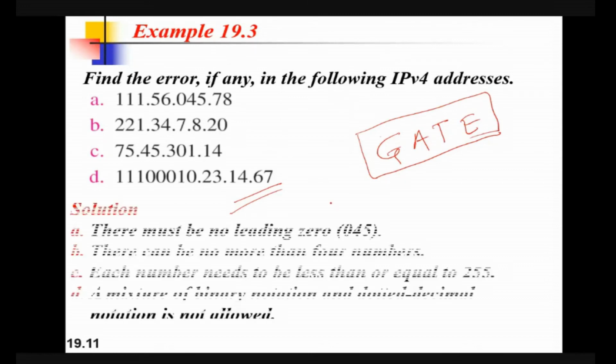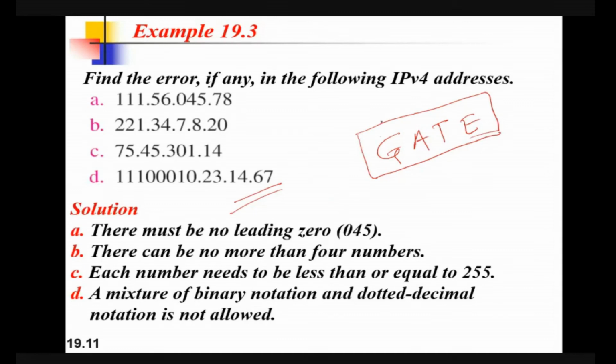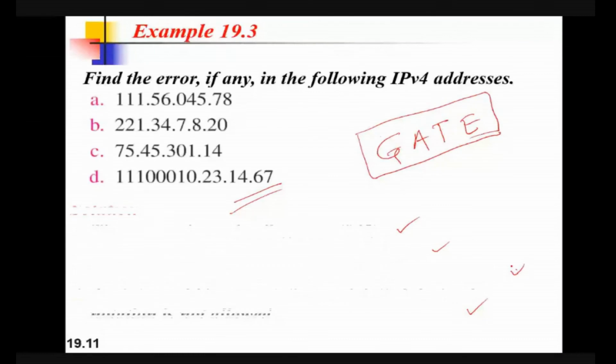So we will stop with this. The same solutions are given. There should not be a leading zero. There can be no more than 4 numbers. The maximum number cannot be more than 255. And a mixture of binary notation and dotted decimal notation is not allowed. These are the 4 errors.